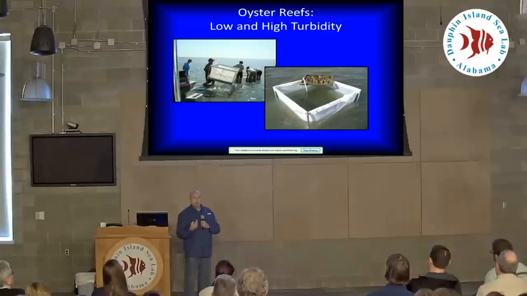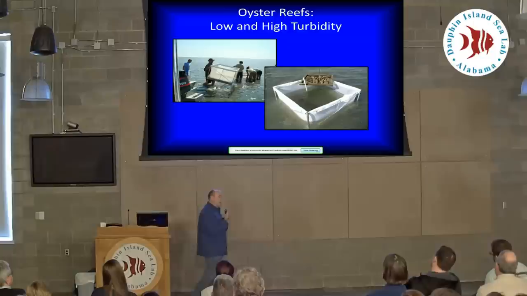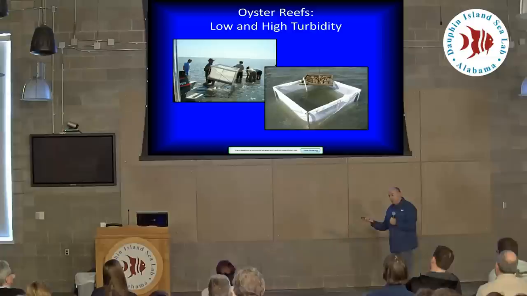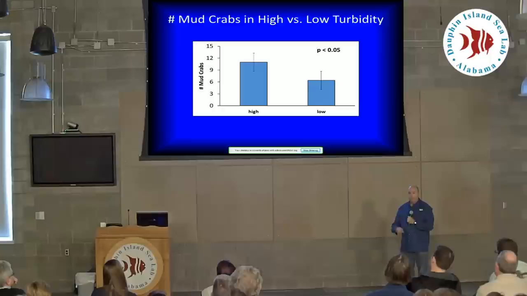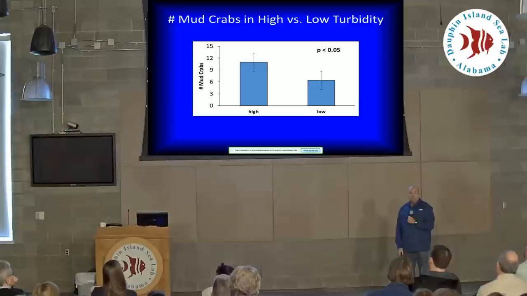So doing a similar study using trays and throw traps as we did before, we put out these oyster trays on reefs that were turbid or not. We left them out there all summer. We went back, we used the throw traps, and we collected what we cut off these reefs. To coincide with the Parks and Wildlife data and mimicking the study we did with predator exclusion, when water was turbid, we got significantly more mud crabs in the highly turbid sites.